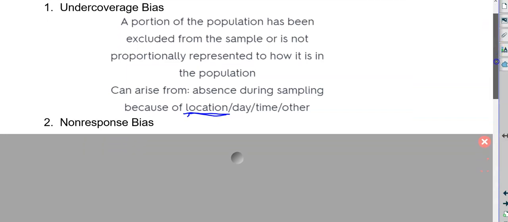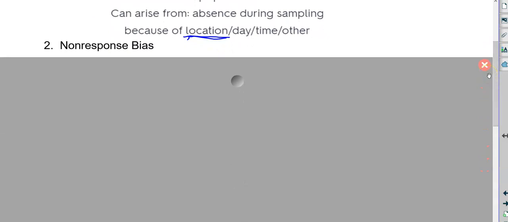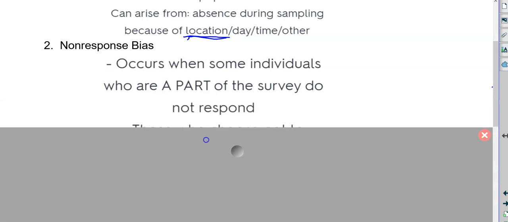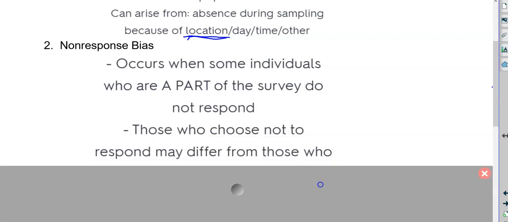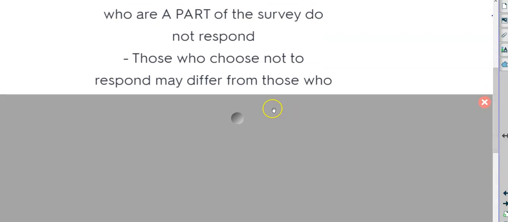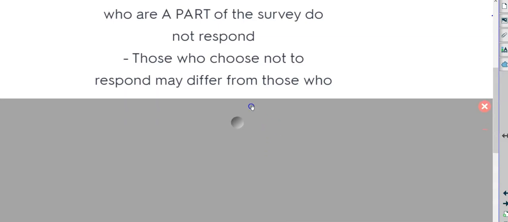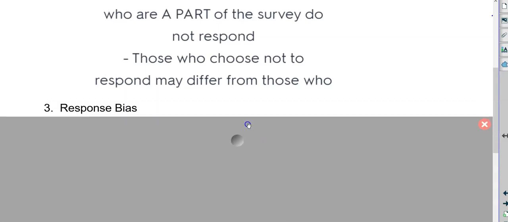Non-response bias is going to happen in every survey or study you do, pretty much. So some people just choose not to respond. It occurs when you ask them a question, you call them up, and they don't respond, right? They say, "I'm going to hang up on you." Actually, the rates of responding on a phone is probably pretty low. I'm guessing 10% or less actually respond. And so those who do respond may differ from those who don't respond.